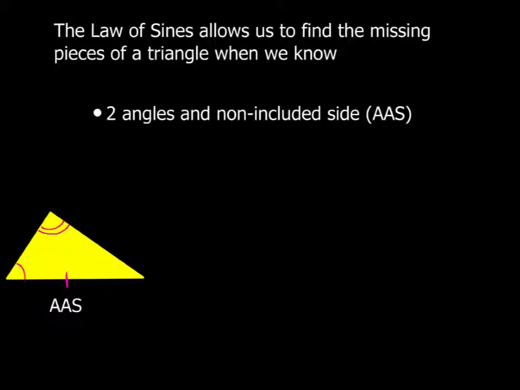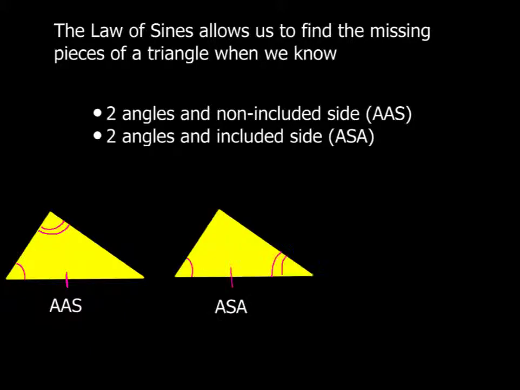Now, another thing the law of sines allows us to do, we could have this situation where we have two angles and the included side. So if we were to draw a picture of two angles and an included side for a triangle, that might look like this.